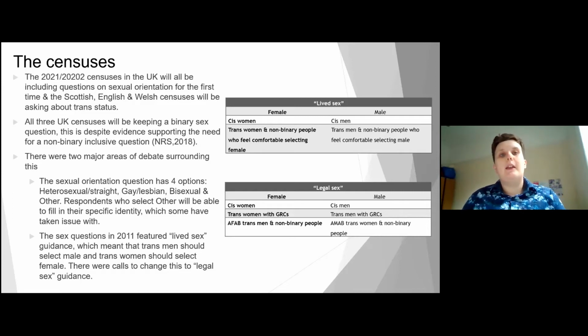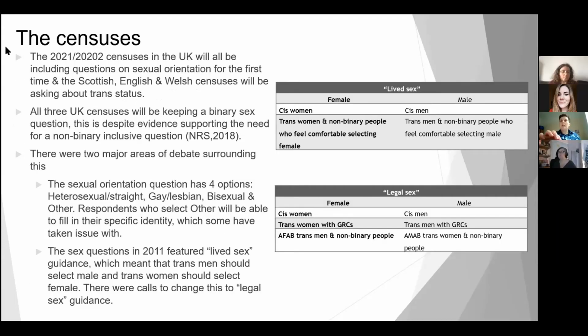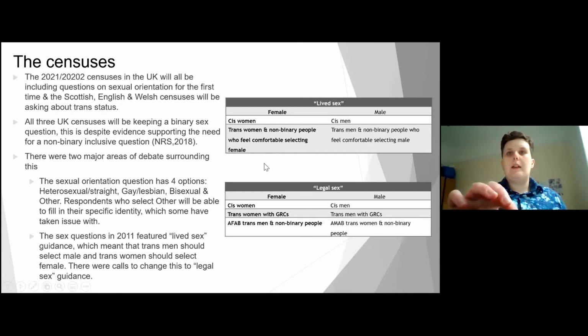In 2011, the sex question was a lived sex question, which means that trans men were encouraged to select male and trans women were encouraged to select female, based on how they lived their lives. There was some debate over switching this to a legal sex question, which the tables to the side here kind of indicate the issues with.